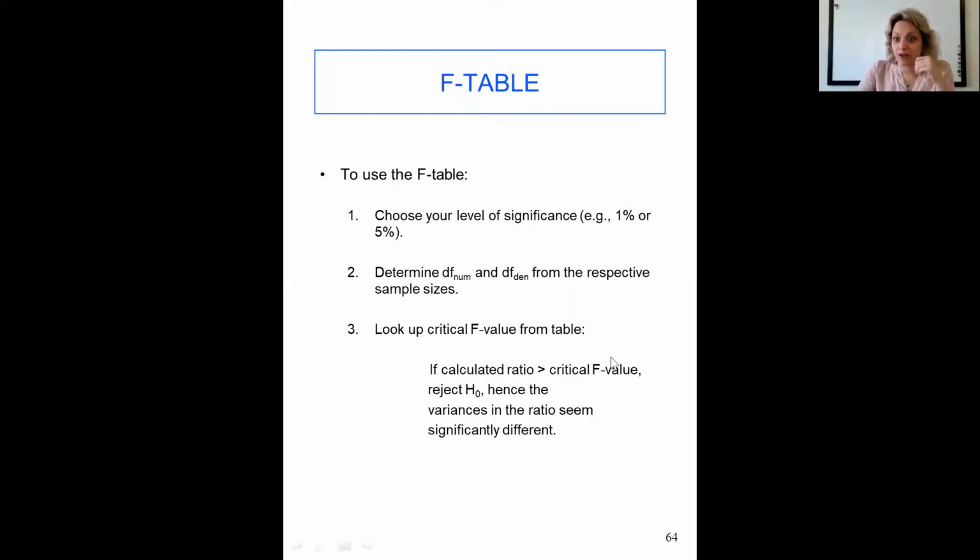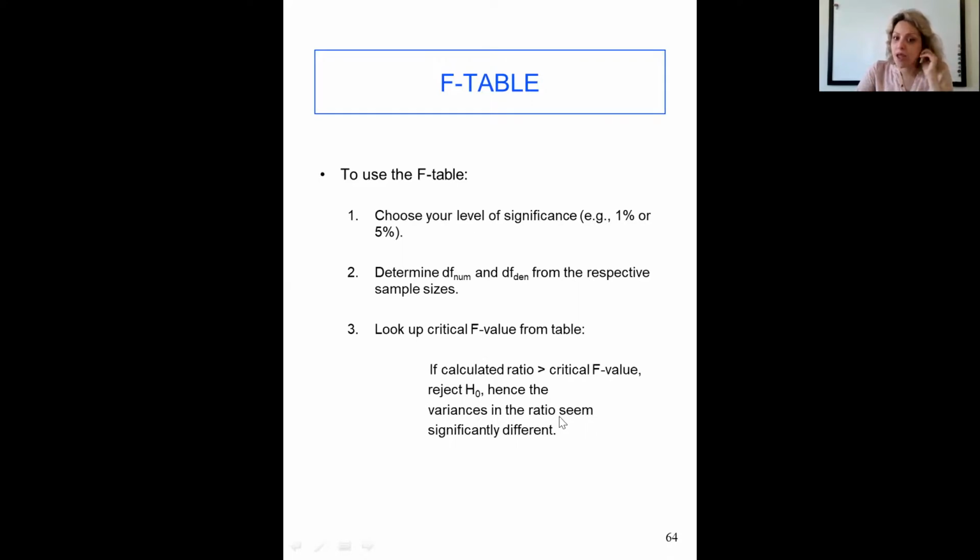Look up the critical F value, like the same thing that I did a few moments ago. If the calculated ratio is greater than the critical F value, then you would reject the null hypothesis. The variances in the ratio seem significantly different.